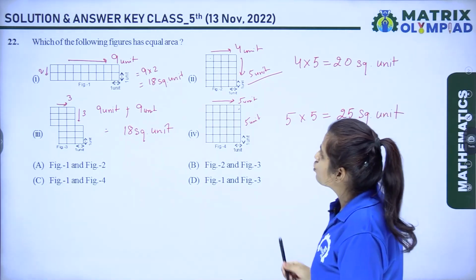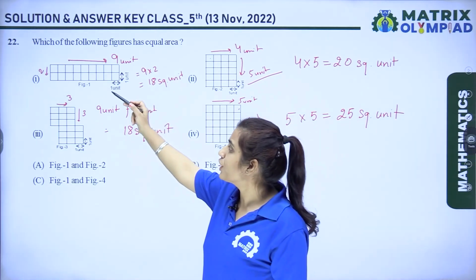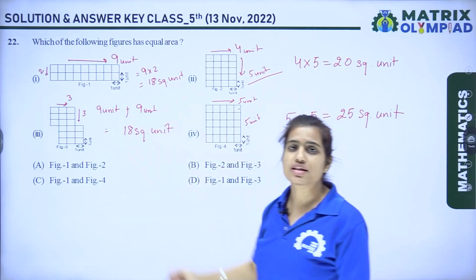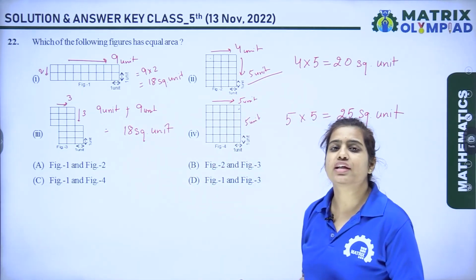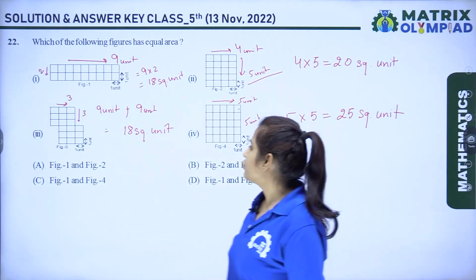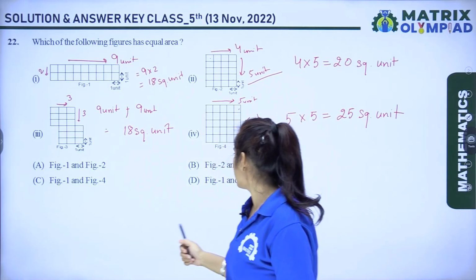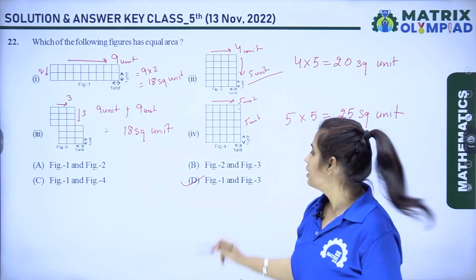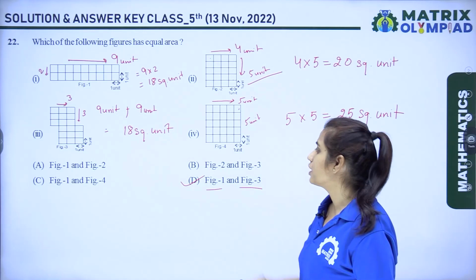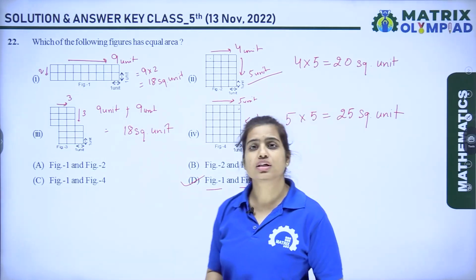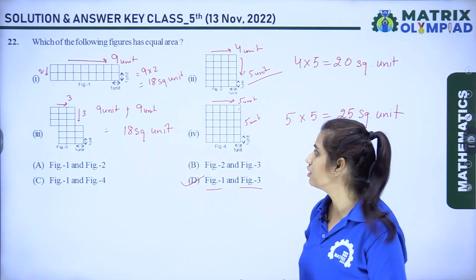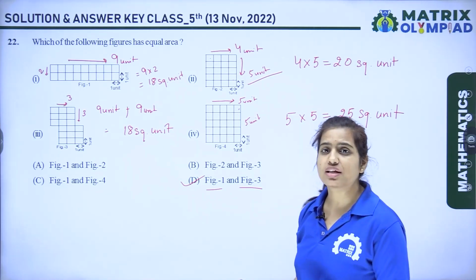So here we can see that figure 1 and figure 3 is having same area, or we can say that equal area. So let's find out the options. We can say that option D is the correct answer. Figure 1 and figure 3. These two figures are having equal area, that is 18 square unit. Let's begin with the next question.